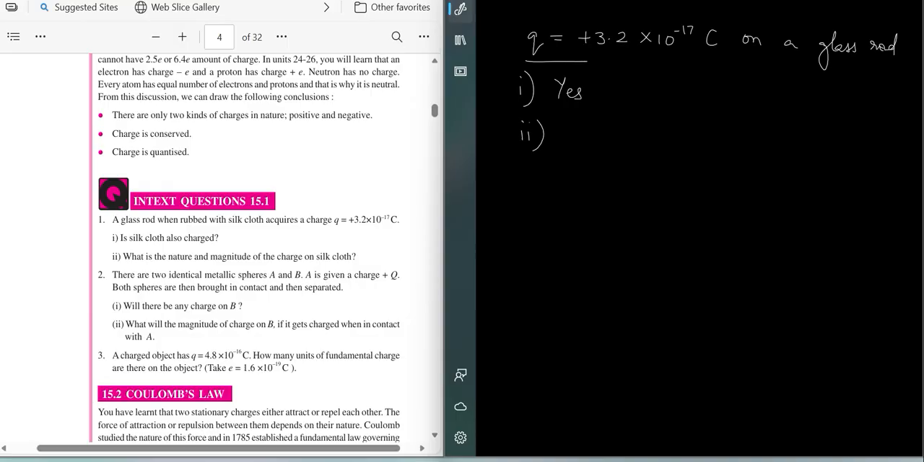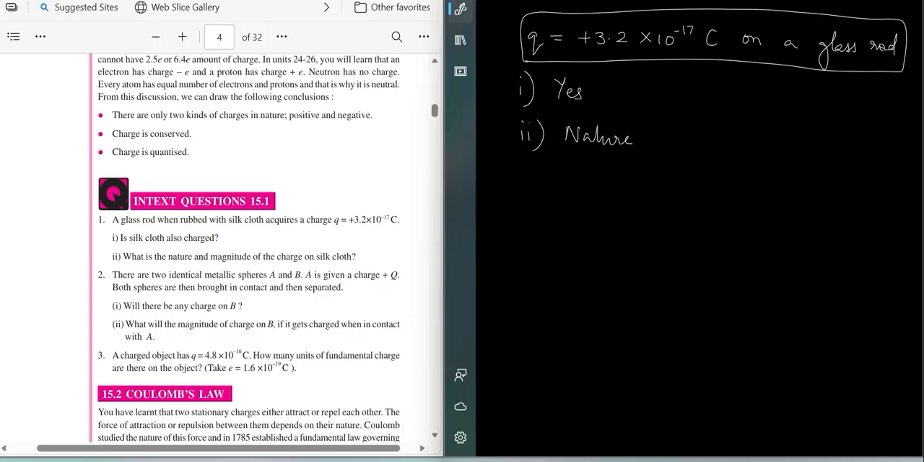Because the glass rod has developed positive charge on rubbing with the silk cloth, the nature of charge on the silk is negative. Correct? The nature of charge developed on silk is negative. Short form is minus ve. You can also write negative. What is the magnitude? Of course, it is equal. Whatever positive charge has developed on the glass rod, the same amount of negative charge will be developed on the silk. So it will be minus 3.2 into 10 raised to minus 17 coulomb on silk.